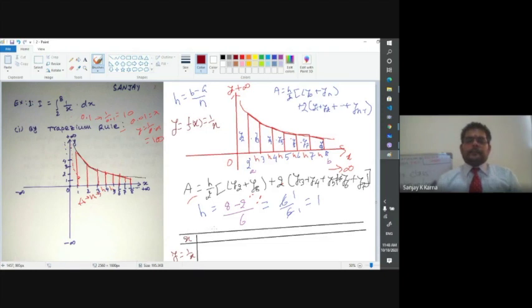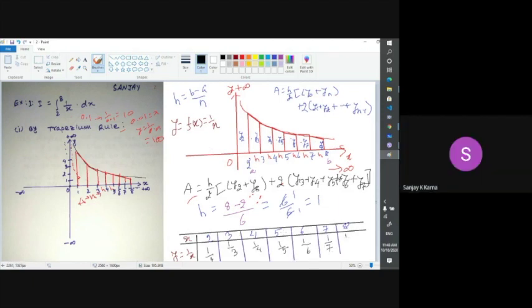So in this case, what are the values of x? You can see that here 2, so we write here 2, then another value is 3, 4, 5, 6, 7 and up to 8, and this is 1 over 8. So our table is ready now. So by using this table and the formula, we'll find the estimated area under the curve 1 by x for the given range of values of x from 2 to 8.